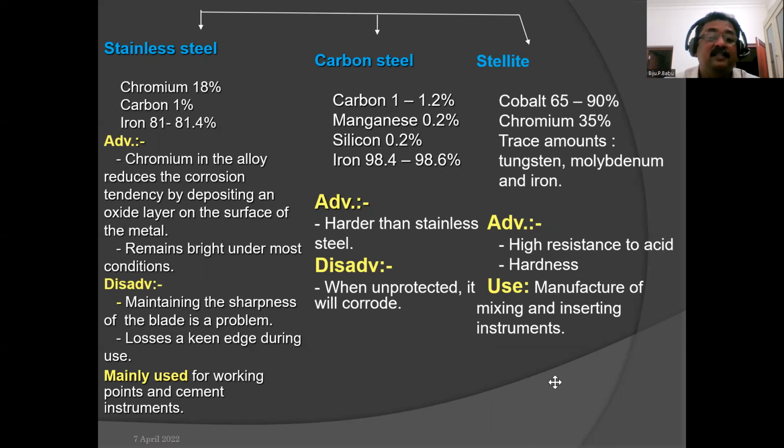But the disadvantage in the stainless steel instrument mainly is the sharpness of the blade. This instrument loses its sharpness once you heat it or once you sterilize it. It's mainly used as working points or cement mixing instruments or cement placing instruments. But where sharpness is required, it's always better you go for carbon steel. Carbon steel instrument.